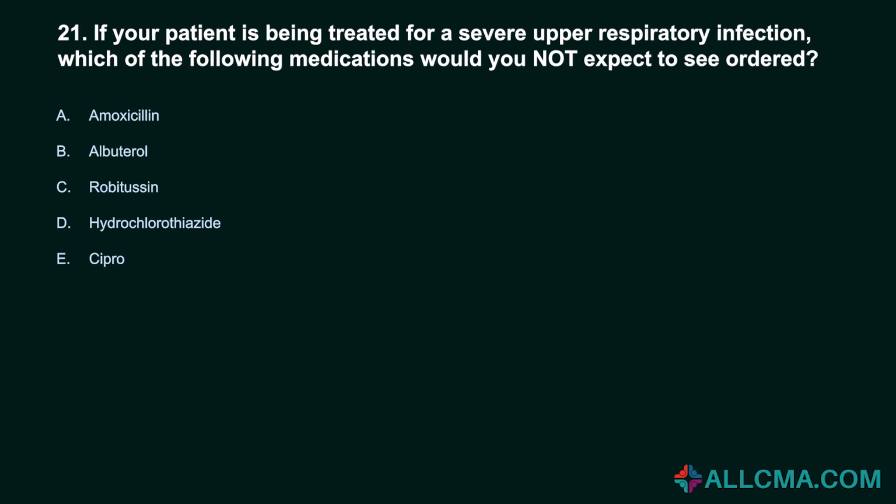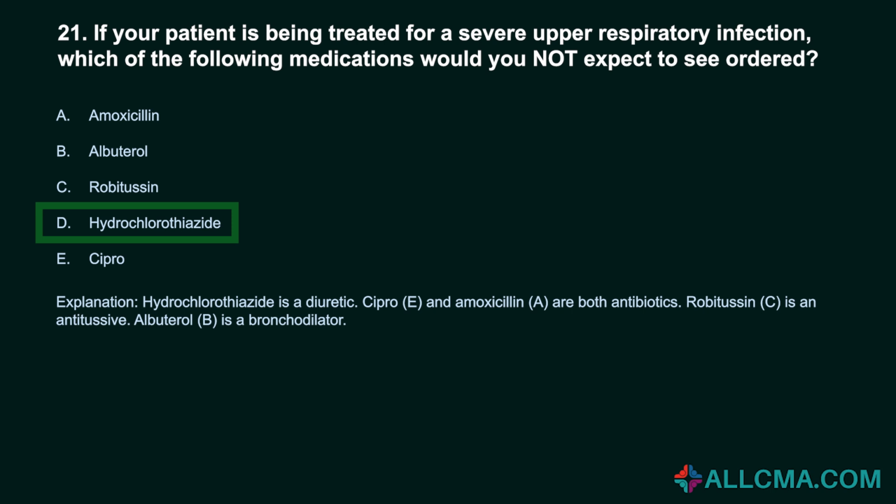21. If your patient is being treated for a severe upper respiratory infection, which of the following medications would you not expect to see ordered? A. Amoxicillin. B. Albuterol. C. Robitussin. D. Hydrochlorothiazide. E. Cipro. Correct answer, D. Hydrochlorothiazide. Hydrochlorothiazide is a diuretic. Cipro, E, and amoxicillin, A, are both antibiotics. Robitussin, C, is an antitussive. Albuterol, B, is a bronchodilator.